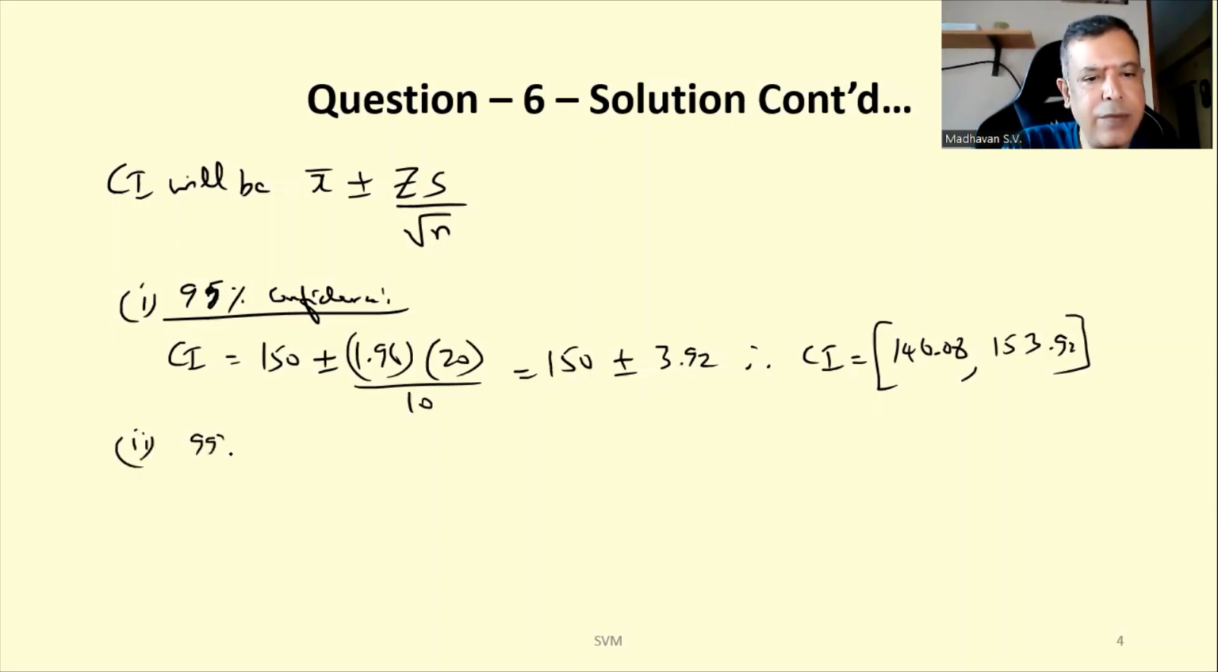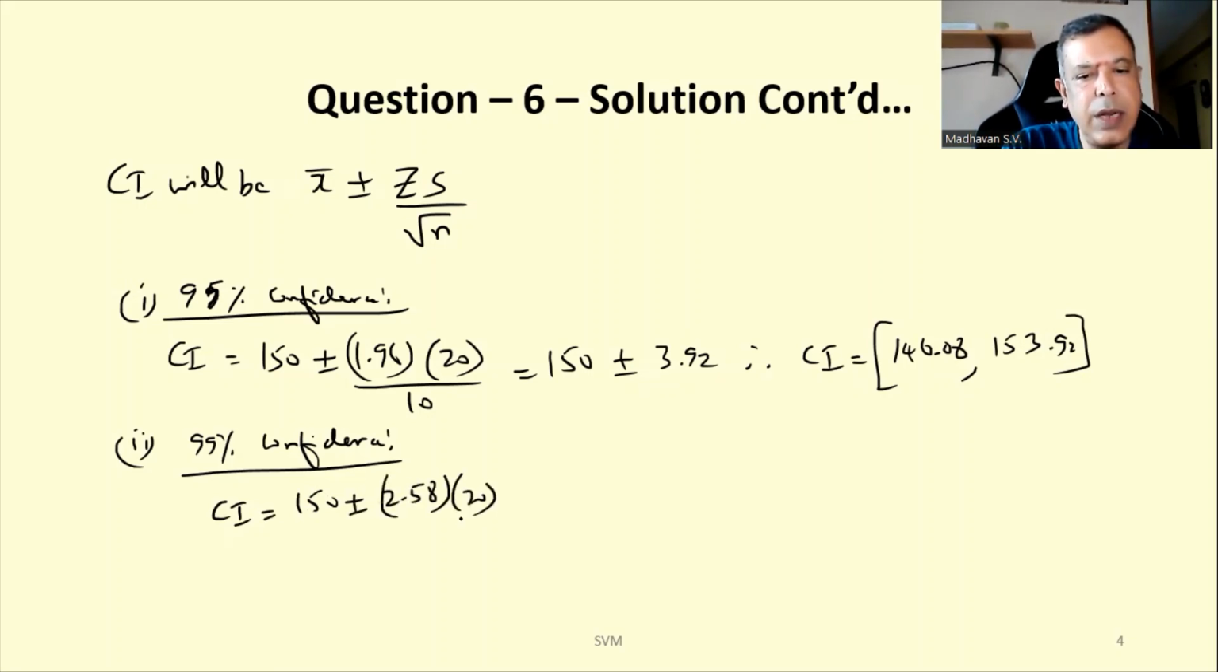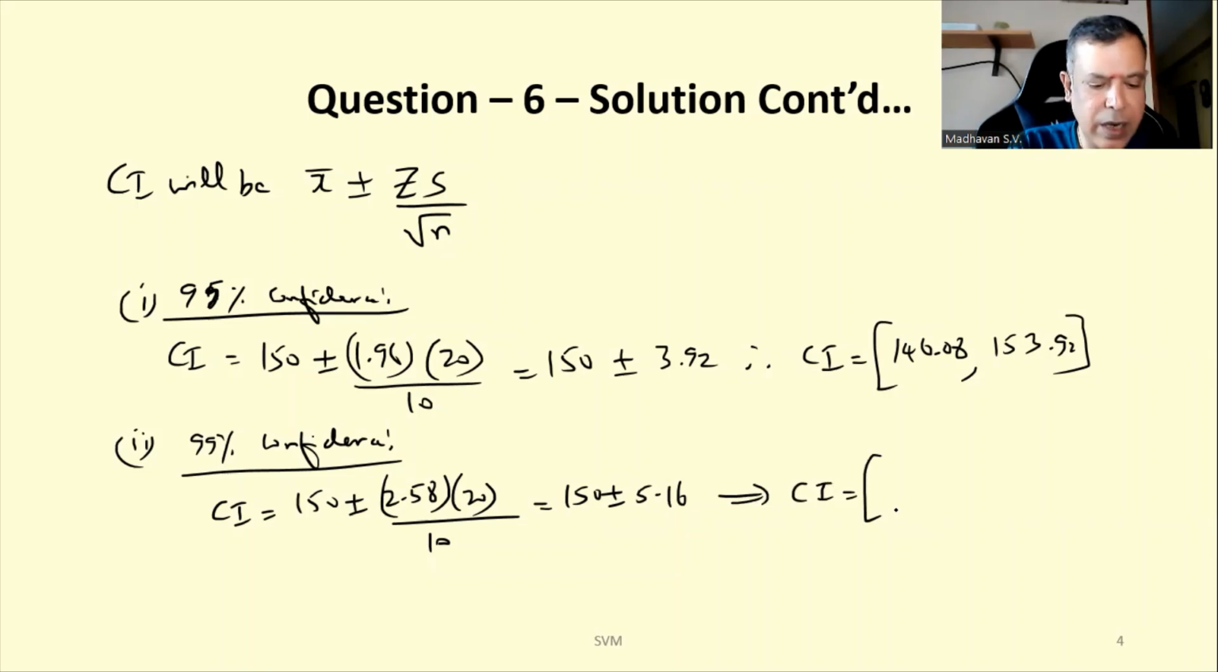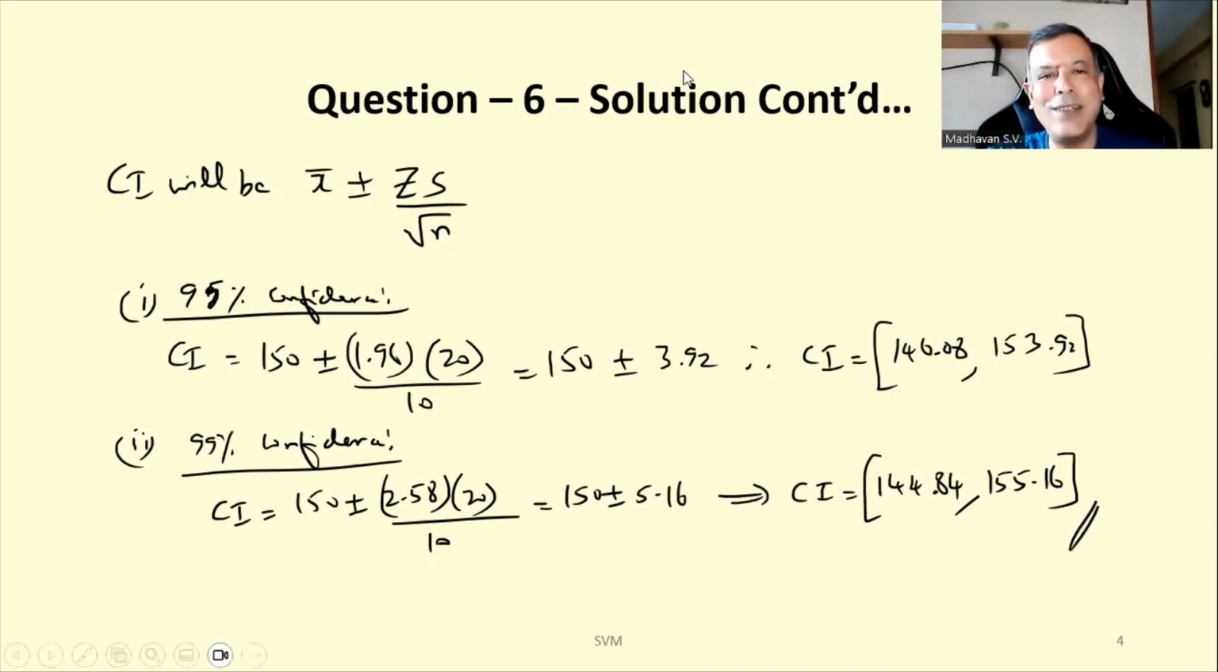Next, they have asked us to find it for 99%. 150 plus or minus 2.58 times 20 divided by 10. That will give us 150 plus or minus 2 into 2.58, which is 5.16. So our confidence interval will be, by subtracting, the lower limit 144.84, and adding, the upper limit 155.16. That is the solution for this particular problem.